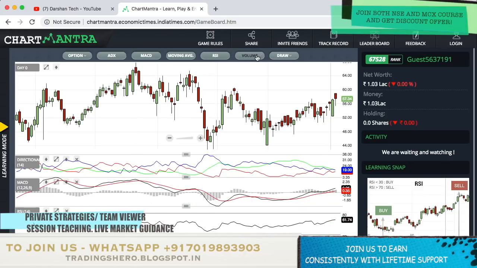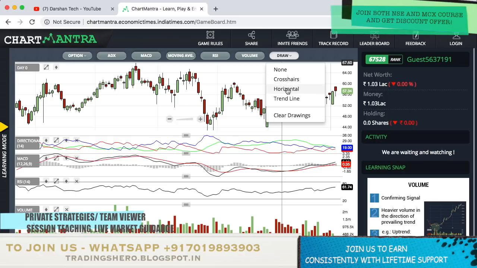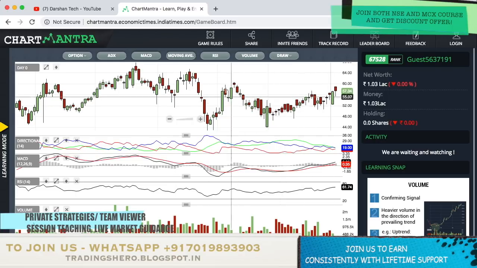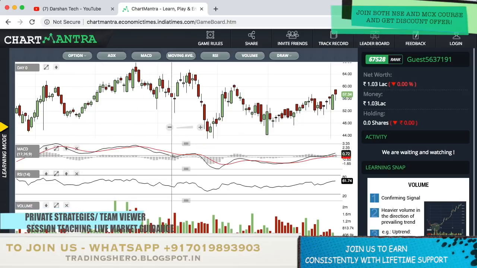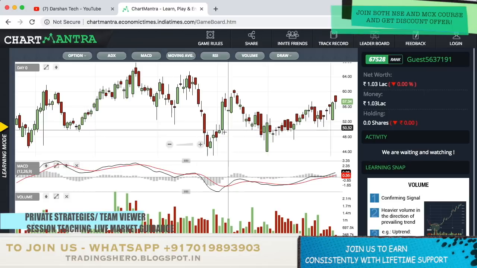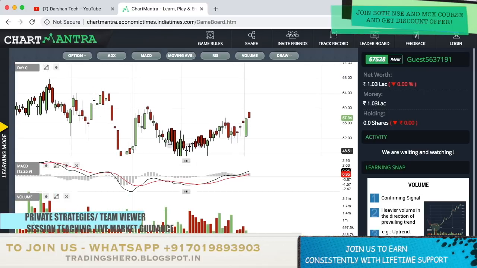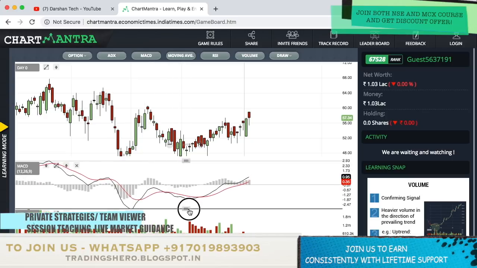Okay, and also you can see volume, and also you can draw crosshairs or horizontal lines. So let us put crosshairs and see. Okay, so this is how it works. So you have almost all the major things, all the major indicators. So you guys can try this, if you want to do any of the technical analysis, and you guys can try this out.